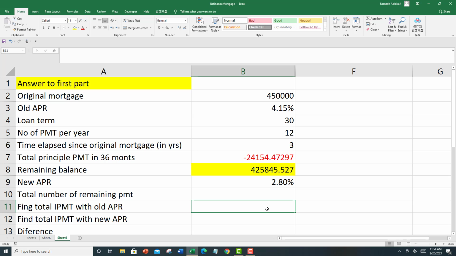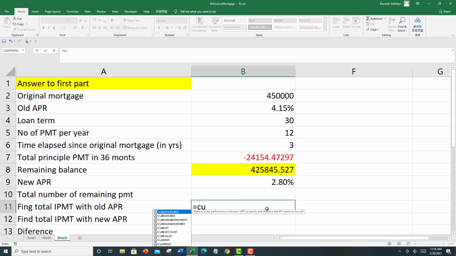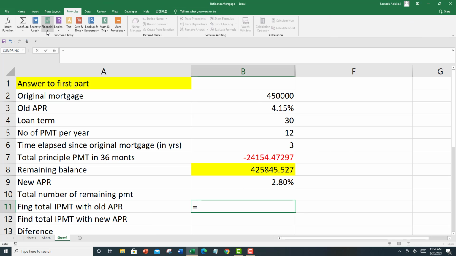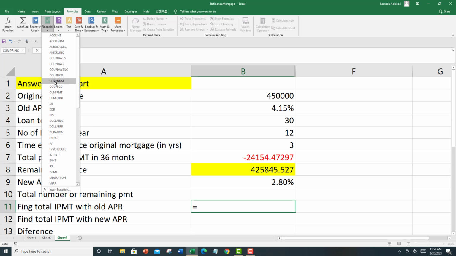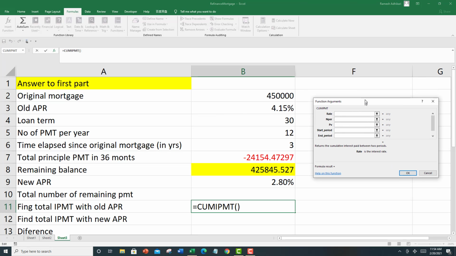Okay, so again, you can use this equals CUM-IPMT, but I'm going to use the visual that's easier to understand. Go to formula, and here's financials, right? And then here's CUM-IPMT, which means this returns the cumulative interest payment between two periods. Look at here, like earlier, rate. This time, first, how much interest would I pay on the remaining balance for my old APR, right? So the rate is going to be the old one, 4.15%, right? That has to be divided by 12.